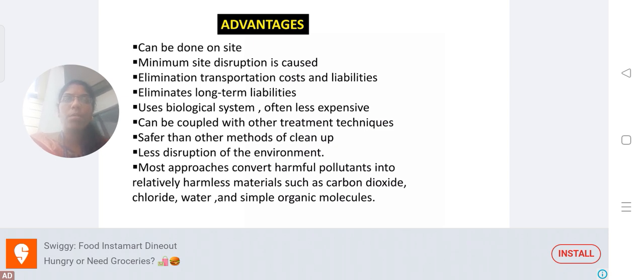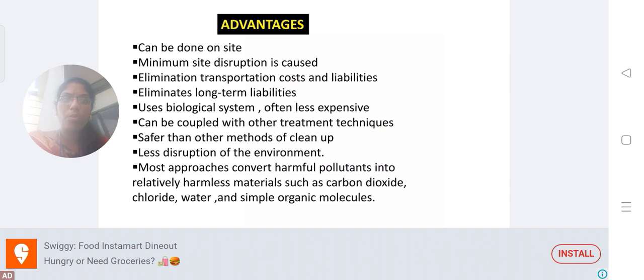For example, there are 14 remedial techniques. The first one is excavation and changes. In that, site disruption occurs more. Here, with bioremediation, there is no site disruption. Elimination of transportation cost and liabilities. It eliminates long-term liabilities. It uses biological systems, often less expensive.